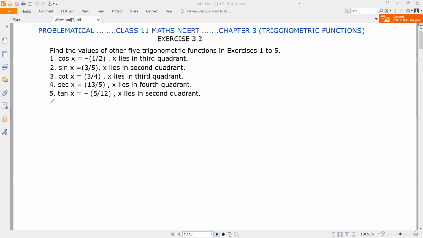So now we have sec x. Sec x is equal to 13 upon 5. And x lies in the fourth quadrant. In the fourth quadrant, we have sec and cos, these two values as positive and remaining values as negative.